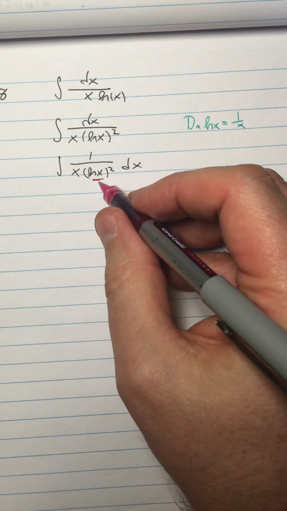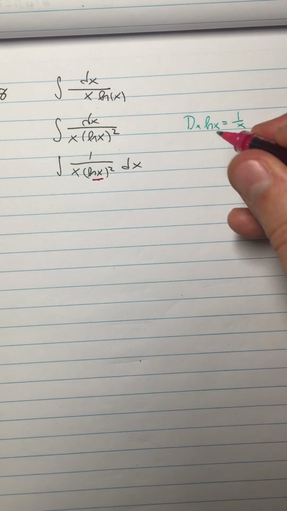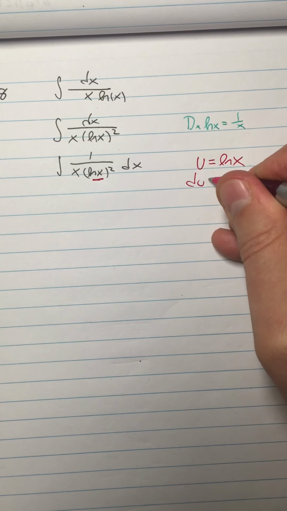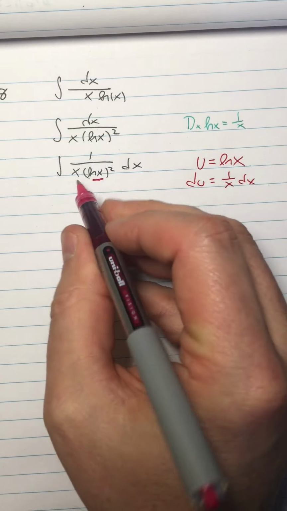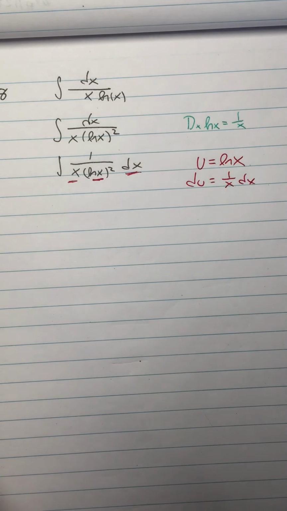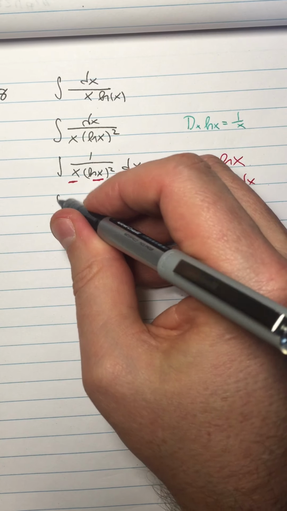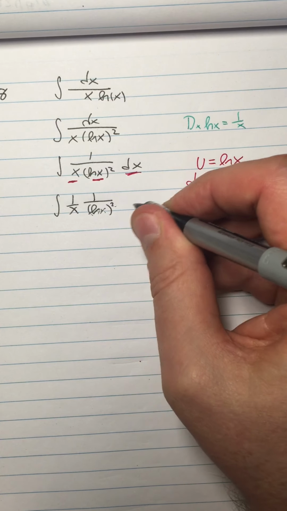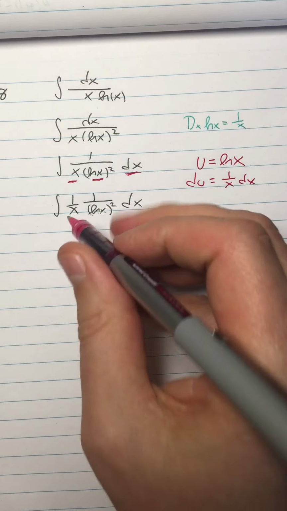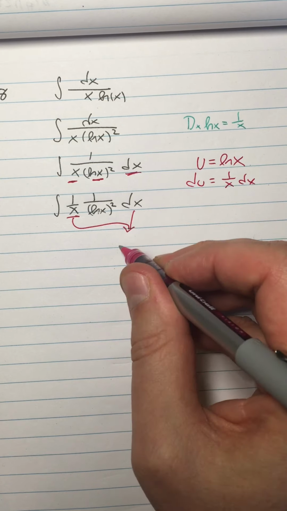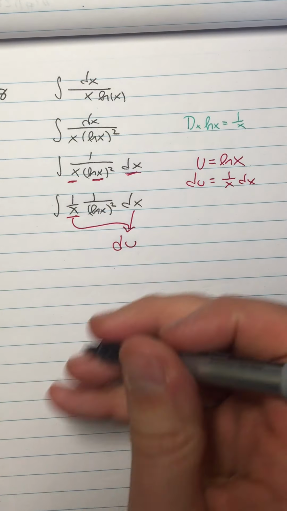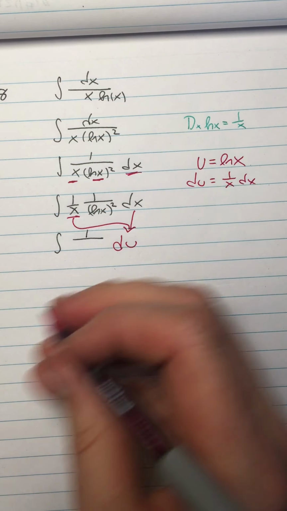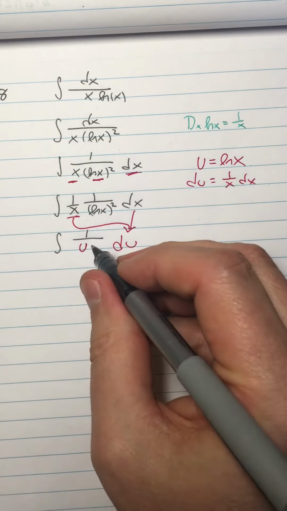Our u is going to be the ln x. All right, so then I can say that u equals ln x. So du equals 1 over x dx. And see, I've got that 1 over x dx right here. In fact, you could rewrite this like this: the integral of 1 over x times 1 over ln x squared dx. And then this right here is your du. And then what else have I got? I've got 1 over, my ln x is my u. So I have 1 over u squared du.